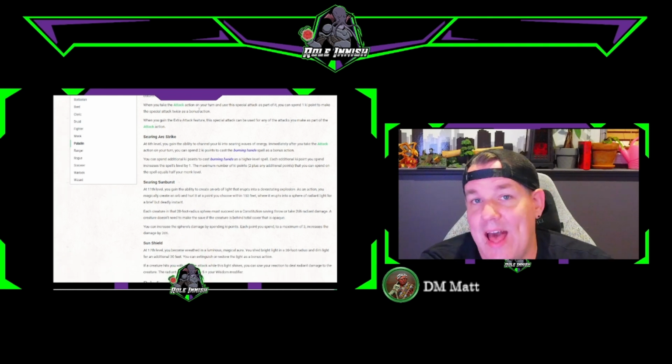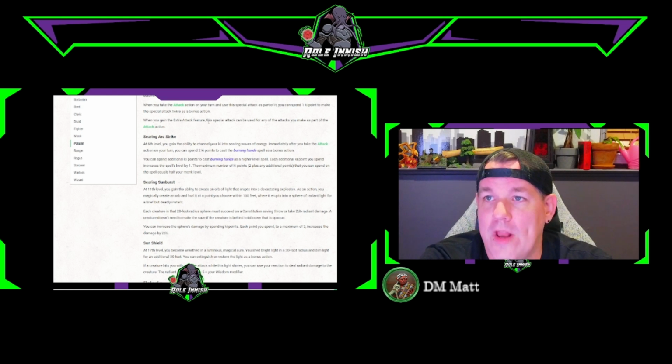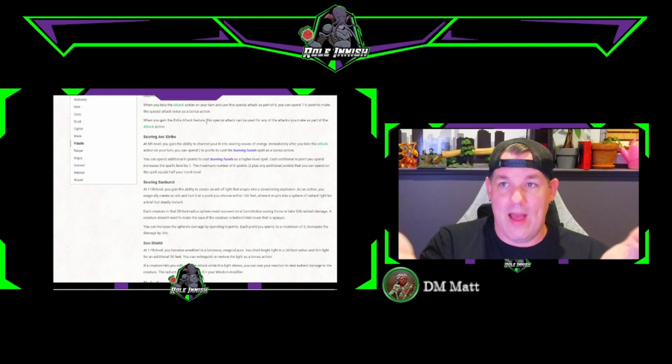When you take the attack action on your turn and use this special attack, you can spend one ki point to make the attack twice as a bonus action. And when you gain the Extra Attack feature, this special attack can be used for any of the attacks you make as part of the attack action. So it could be the first or the second during your extra attack.